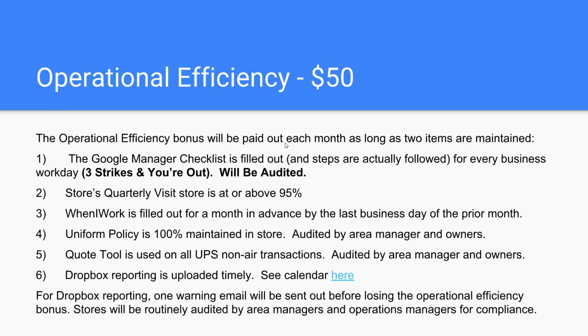The third to last one that we've got, number 4, operational efficiency. There's going to be a lot of font here, but the short version of it is do your job. This whole slide could be really replaced with that. There's going to be a $50 bonus paid out on a monthly basis as long as certain things are being done. And all these things are job requirements.